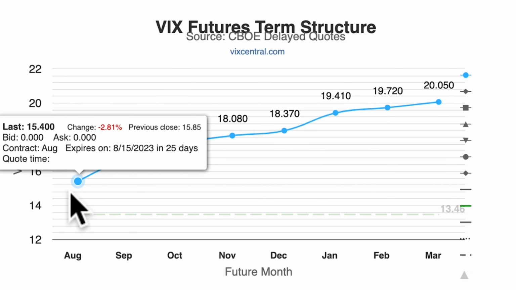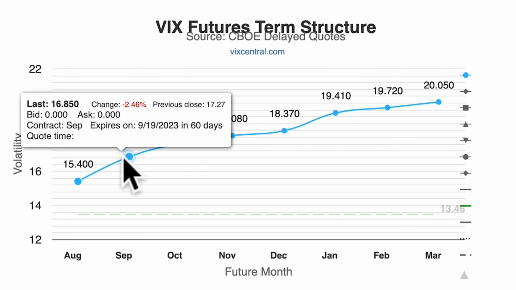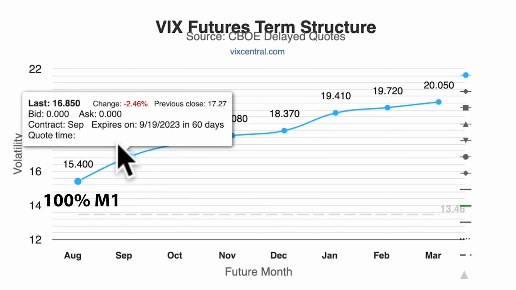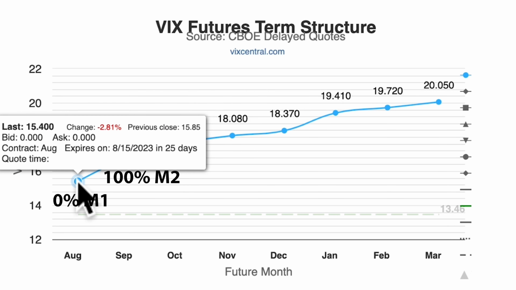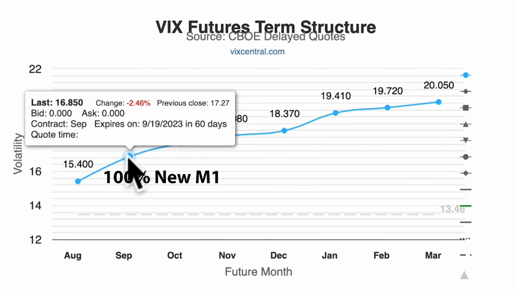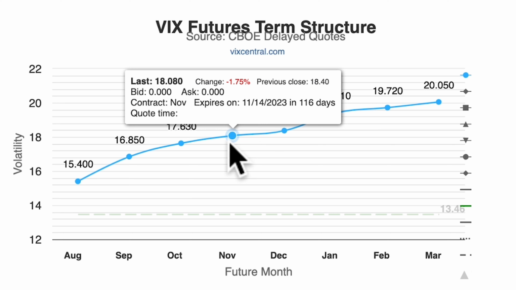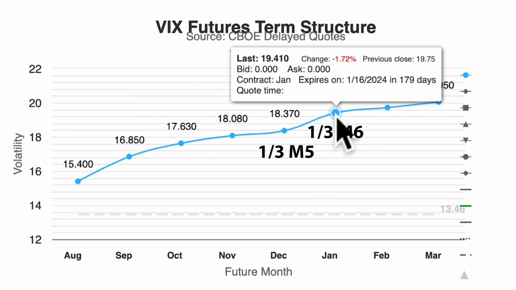So how this works, remember the front one, it's using only these 2. So it goes from 100 of this one to 0 of this one, and then it moves it forward over time to the point where this is at 100, this is at 0, it expires, it goes worthless, and this is the new M1. Well, the M4 to the M7, the middle 2 months have 1/3 allocation each, okay?